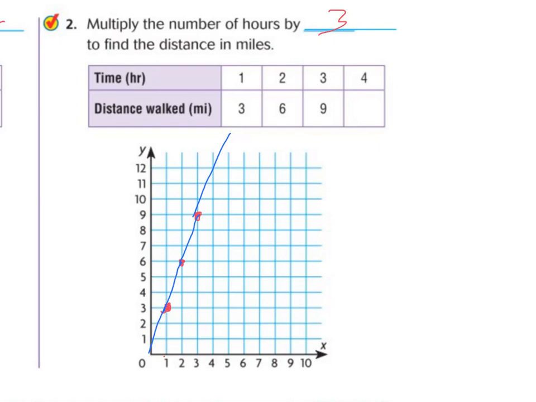So what's our missing term? What's our missing distance? 4 times 3 is 12. Does that match our graph? There's 4 up. That's where it crosses. Place the dot. Does it cross at 12? It does. So our missing term is 12.